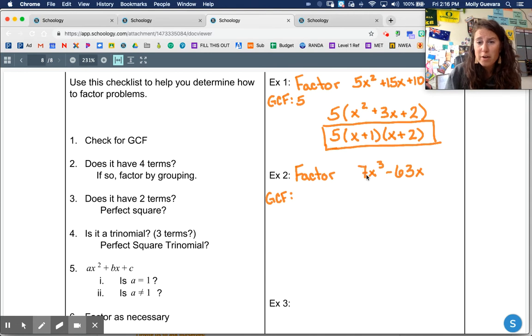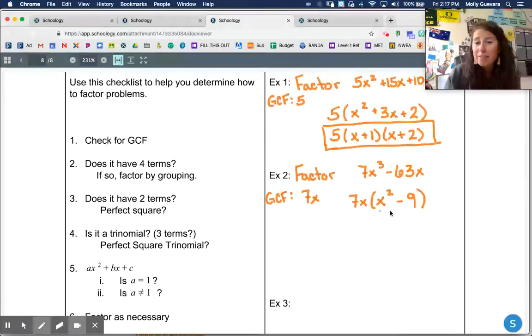Here, my greatest common factor, I can take out a 7 in both of these, and I can also take out 1x, right? I have 3 x's here and 1 here, so I can take out 1x. So let's write that. I have 7x times, I'm left here, I took out the 7, I took out 1x, so I'm left with x squared. And then -63 divided by 7 is -9. And I took out the x, so that's it. So I factored by greatest common factor. Now again, I'm going to ignore this 7x, and I'm just going to look at x squared minus 9.